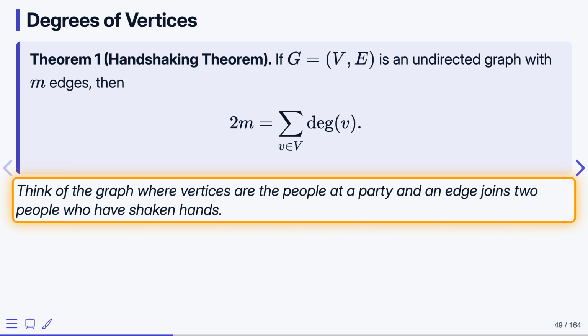A nice picture helps. Imagine people at a party. Draw an edge each time 2 people shake hands. Then the degree of a person is how many hands that person shook. Every handshake involves 2 hands. So the total of all the counts is twice the number of handshakes.